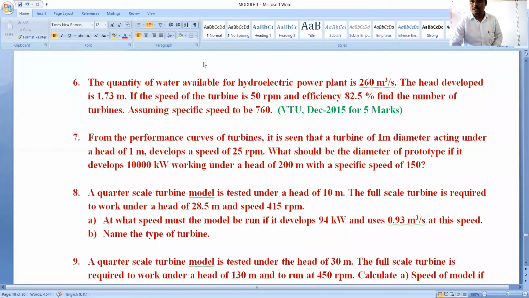Let us see problem number 6. The quantity of water available for a hydroelectric power plant is 260 meter cube per second. The head developed is 1.73 meters. If the speed of the turbine is 50 rpm and efficiency is 82.5%, find the number of turbines, assuming the specific speed to be 760. This was asked in VTU December 2015 for 5 marks. So let us solve this problem systematically.